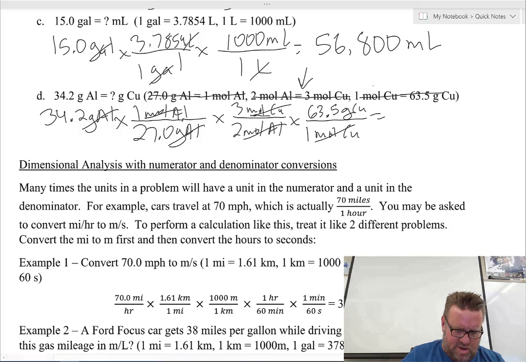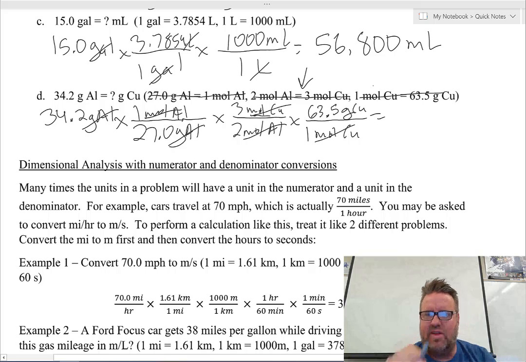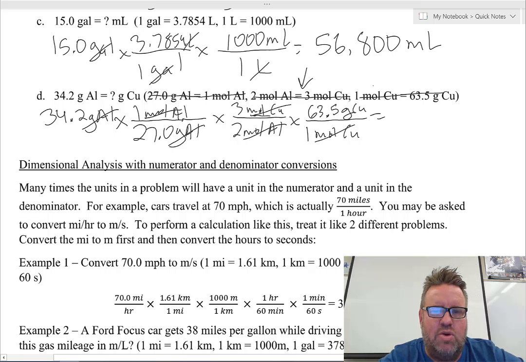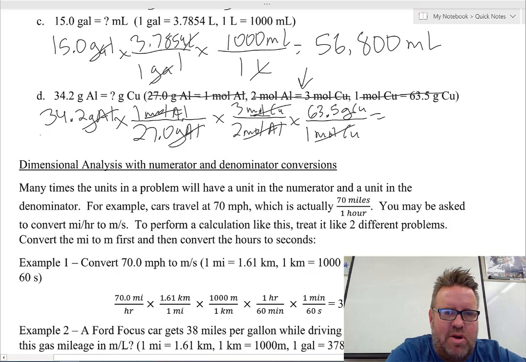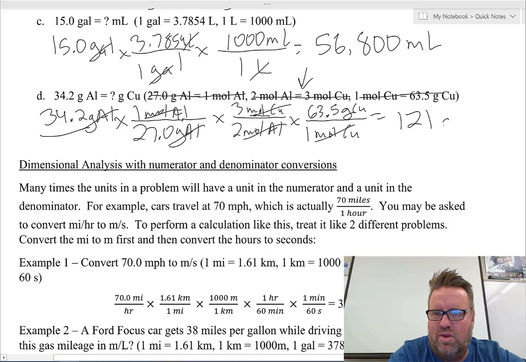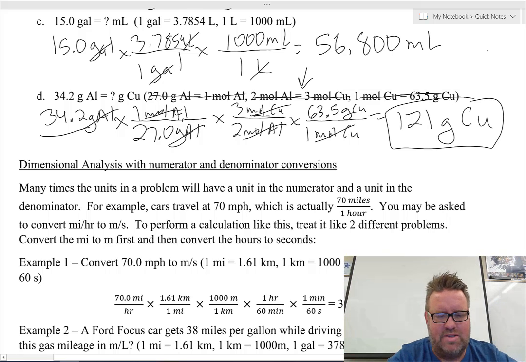Okay, so then we're going to go 34.2 divided by 27.0 times 3 divided by 2 times 63.5. Remember, everything on the top multiply, everything on the bottom divide. The order doesn't really matter. Calculator answer 120.65, but with 3 significant figures, it's got to be 121 grams of copper, and that is the correct response.